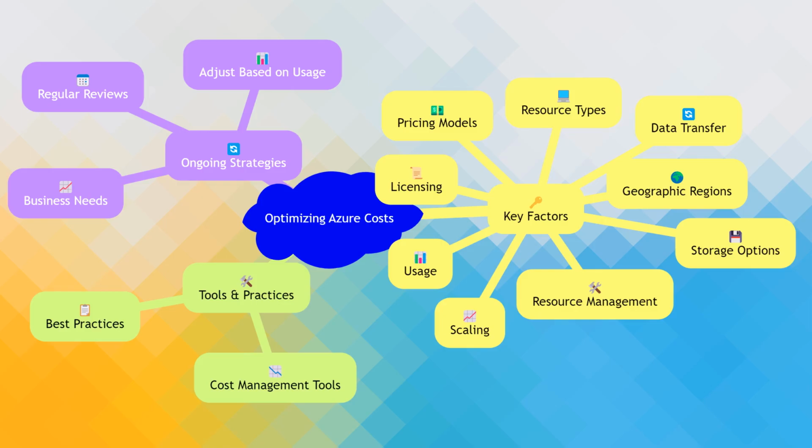In conclusion, understanding and managing the factors that affect costs in Azure is essential for optimizing your cloud spending. Key factors include resource types, usage, geographic regions, pricing models, scaling, resource management, licensing, data transfer, and storage options. Leveraging Azure's cost management tools and best practices can help you achieve cost-efficient deployments. Regularly reviewing and adjusting your strategies based on usage patterns and business needs will ensure ongoing cost optimization in Azure.